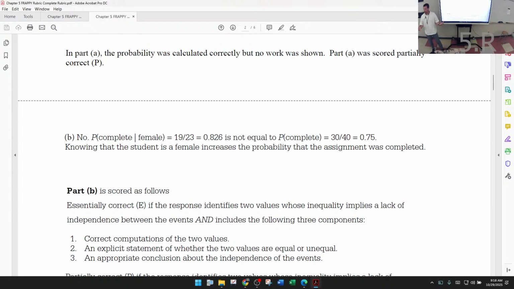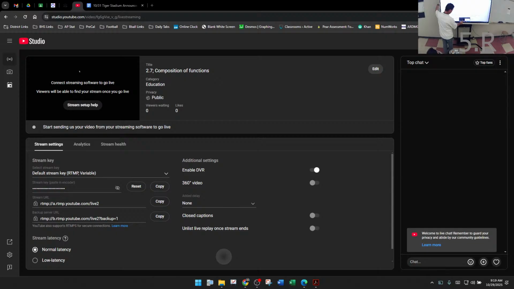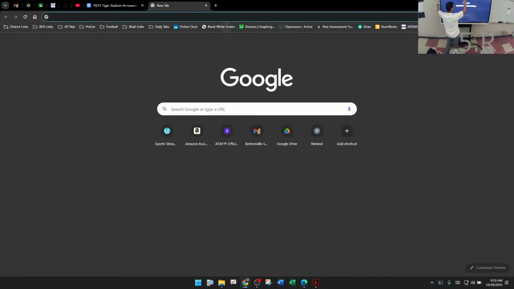So they did it a little bit different than the way we did it in class. We showed the probability of complete given that they're female is not equal to the probability of being complete given that they're male. And that's one way to show it. You don't have to show probability of complete given female and probability of complete given male. You can just say the probability of complete, which I think is probably the easiest. Let me show this just to make sure you guys understand what I mean.